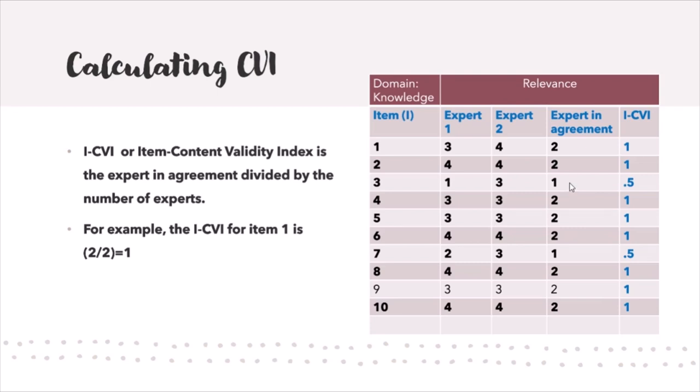Now let's take a look at item number 3 and number 7. So 1 expert in agreement divided by 2 and that is equal to 0.5. That's why for item 3 and item 7, the item content validity index is 0.5.